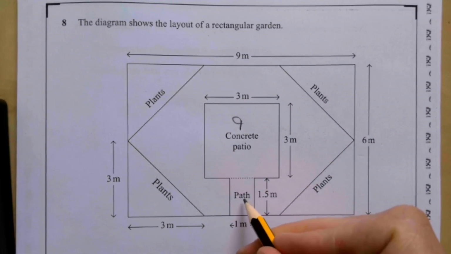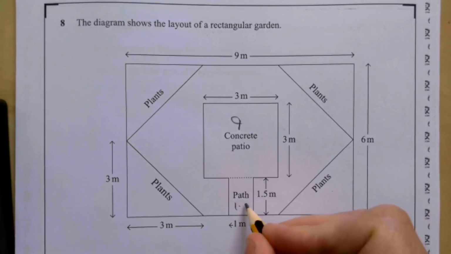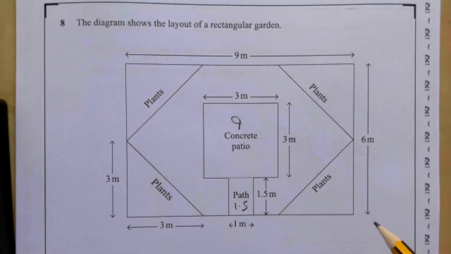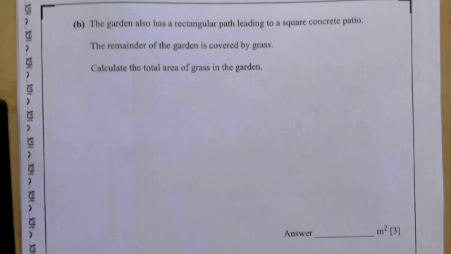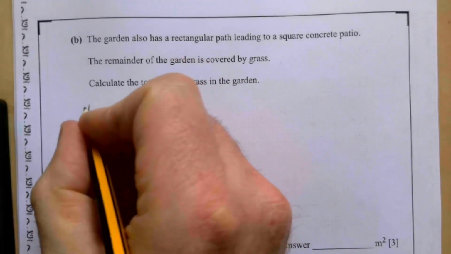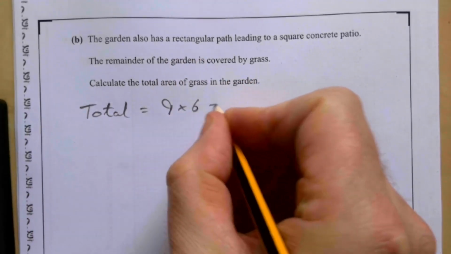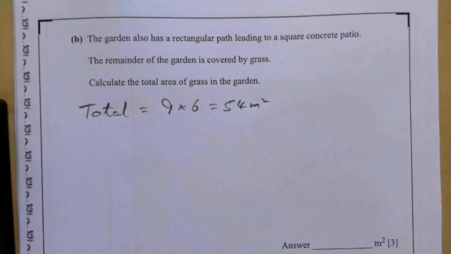The area of this path is going to be 1.5 times 1, so that's just going to be 1.5. And then the area of the whole thing is going to be 9 times 6, so the area of the whole thing is going to be 54. So let's work out some bits and pieces here. The total is 9 times 6, which is 54 meters squared.